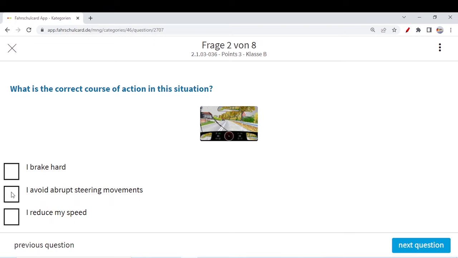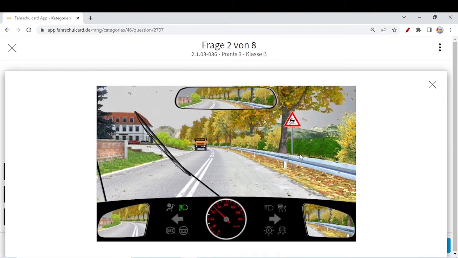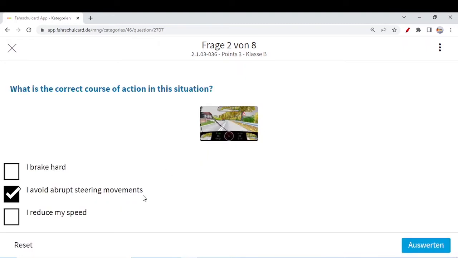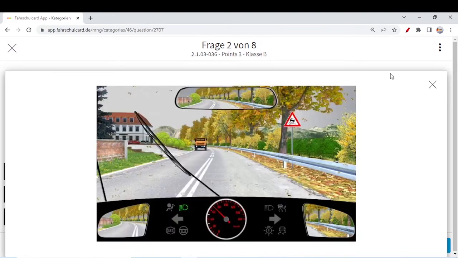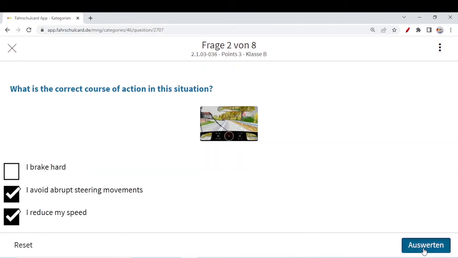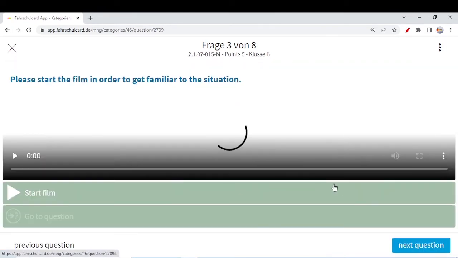I avoid abrupt steering movements. Yes, because the road is wet anyhow, and you need to be careful, because if it is raining, then this sign is telling you the road situation is not that good. So just avoid abrupt steering movements. You also have to reduce your speed, otherwise your car can skid. You don't need to brake hard. Only two options are correct.